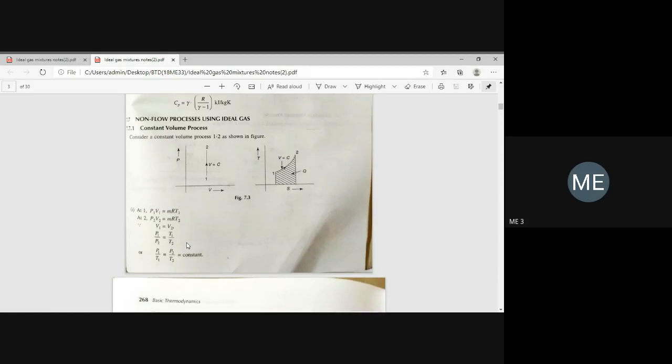Next, we already derived the expression for heat transfer. Q equals dU plus integration of PdV. This is the expression for heat, where dU is U2 minus U1, and the work done during a constant volume process is 0. So the amount of heat transfer and the change in internal energy are the same. And you remember, delta U is always given by m CV into delta T. Q equals delta U plus integration of PdV. Work done is 0, so Q equals m CV into delta T.